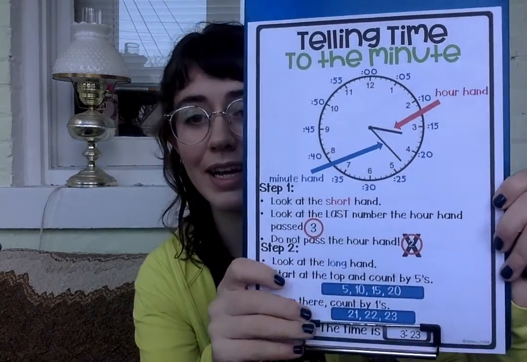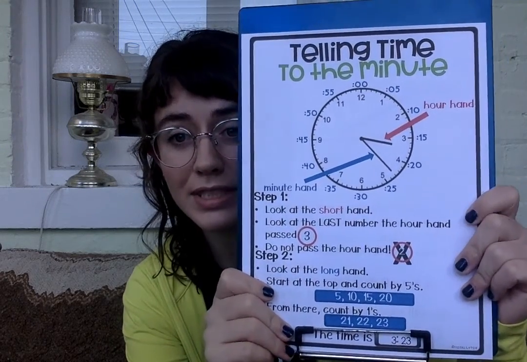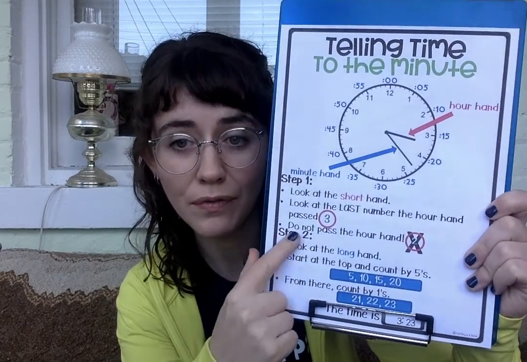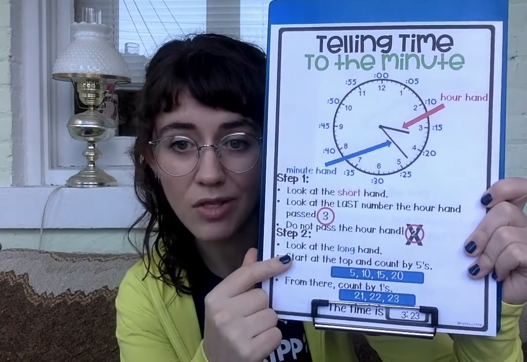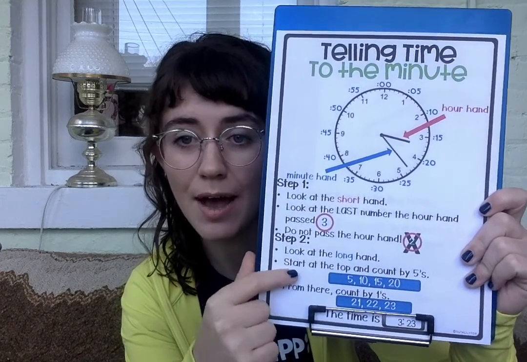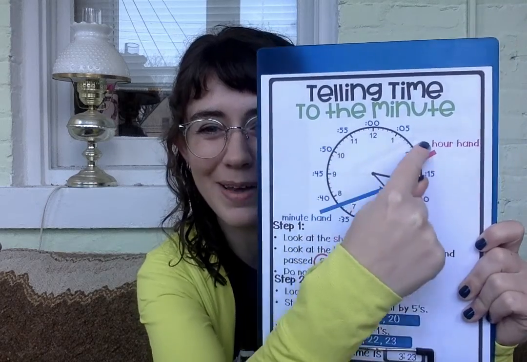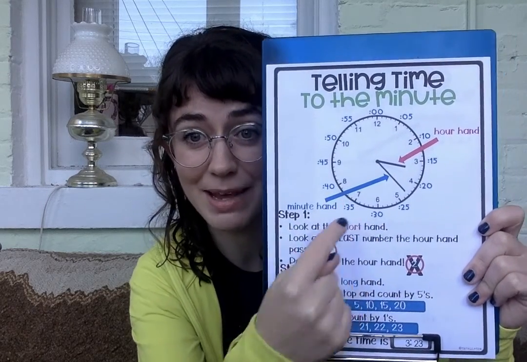So the first thing I wanted to do is just take a look at our anchor chart right here. I know it says step 1, then step 2, but we've been doing it switched. So the first thing we do is we look at the long hand for the minutes, and then we start up at the top and go around the clock this way, skip counting by fives, to tell the time for the minutes.